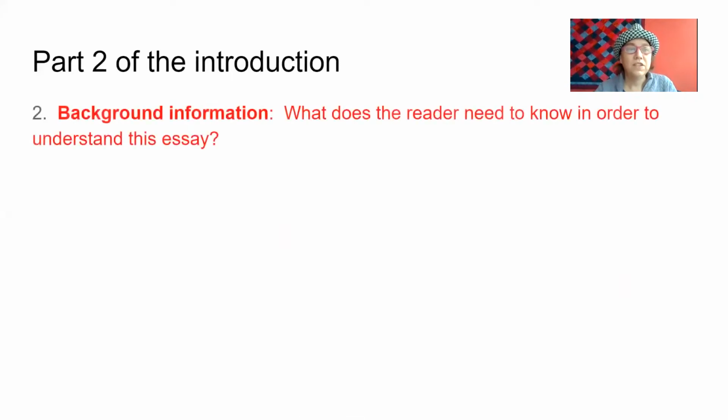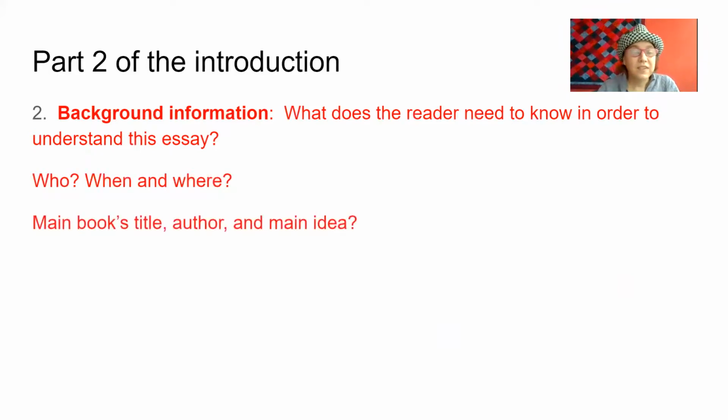Part 2 of the introduction is called background information, still part of the same paragraph, right? The hook is just 1 sentence. The background information could be a couple of sentences. The hook could be a couple of sentences too. Who, when, and where. Definitely, if you're talking about one main book.